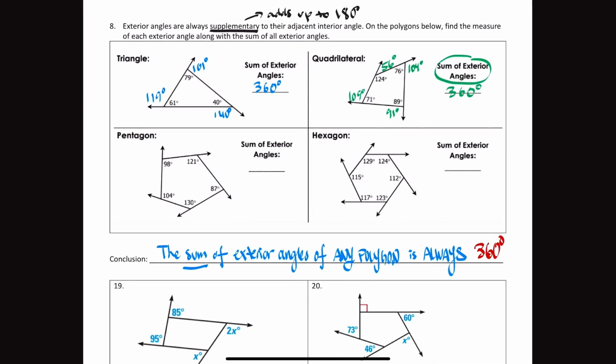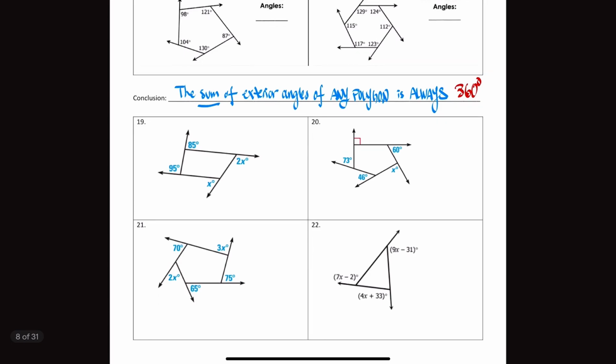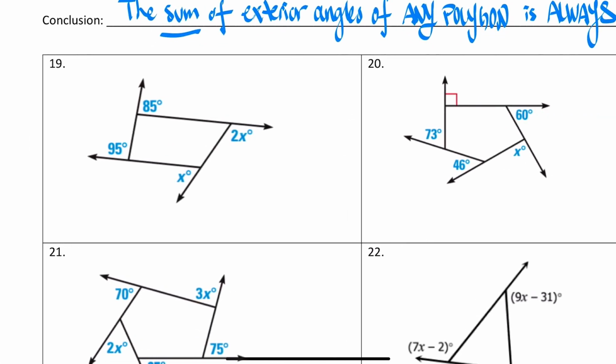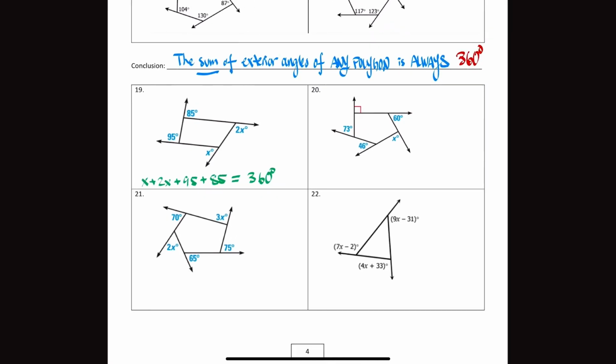So you can write that, focus on finishing up the rest of these problems. It looks like even these bottom problems are just asking you to take what you have, solve for x, knowing that the exterior angles make a circle. They make 360 degrees. I could kind of show you how the setup for this one might look, for example. So that means I would take x plus 2x plus 95 plus 85 and set them equal to 360 because that's what they should add up to. And then you could do all that work.